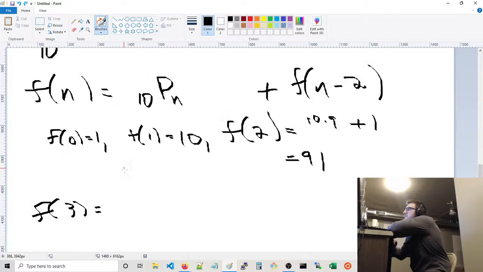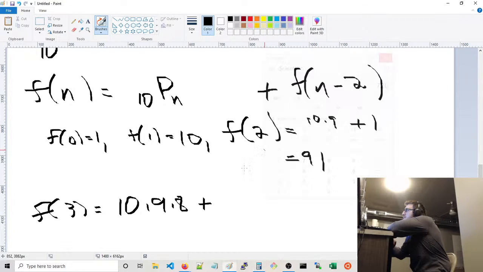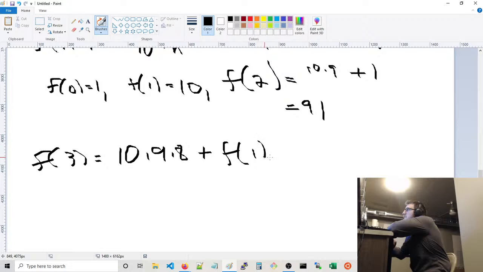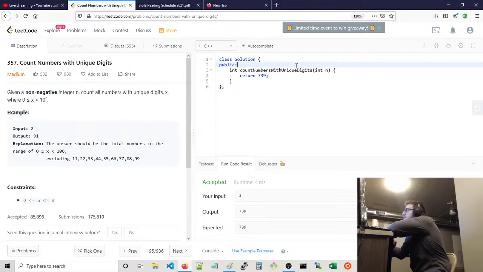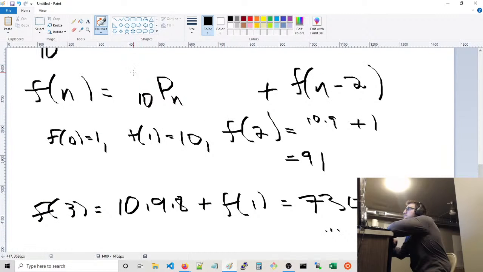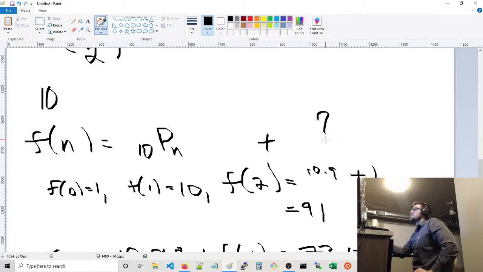F of 3 is then 10, 9, 8, right, which gives you 720. Excuse me. 10, 9, 8, 720 plus f of 1, which gives you 730, which is wrong. 739 is what you're supposed to get for 3. So this is not quite right. This is some extra term that you've got to add back in.